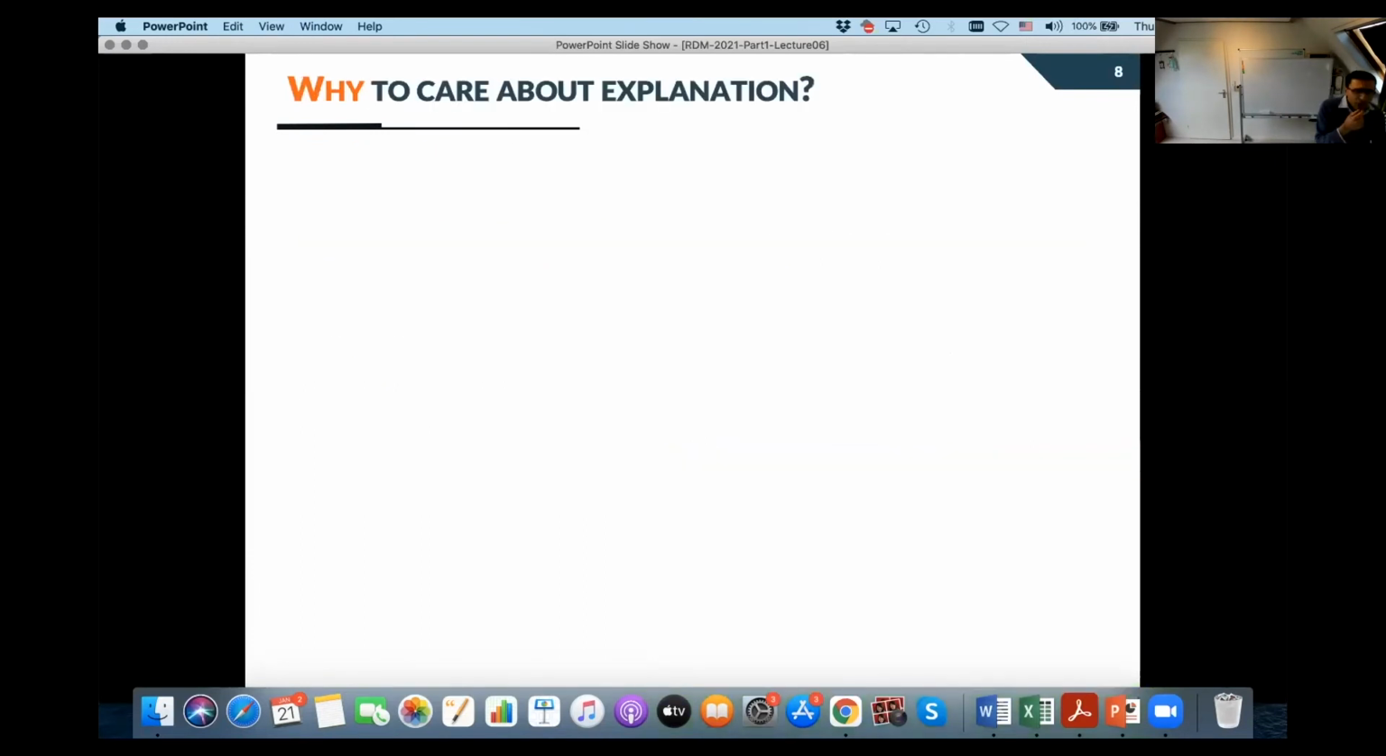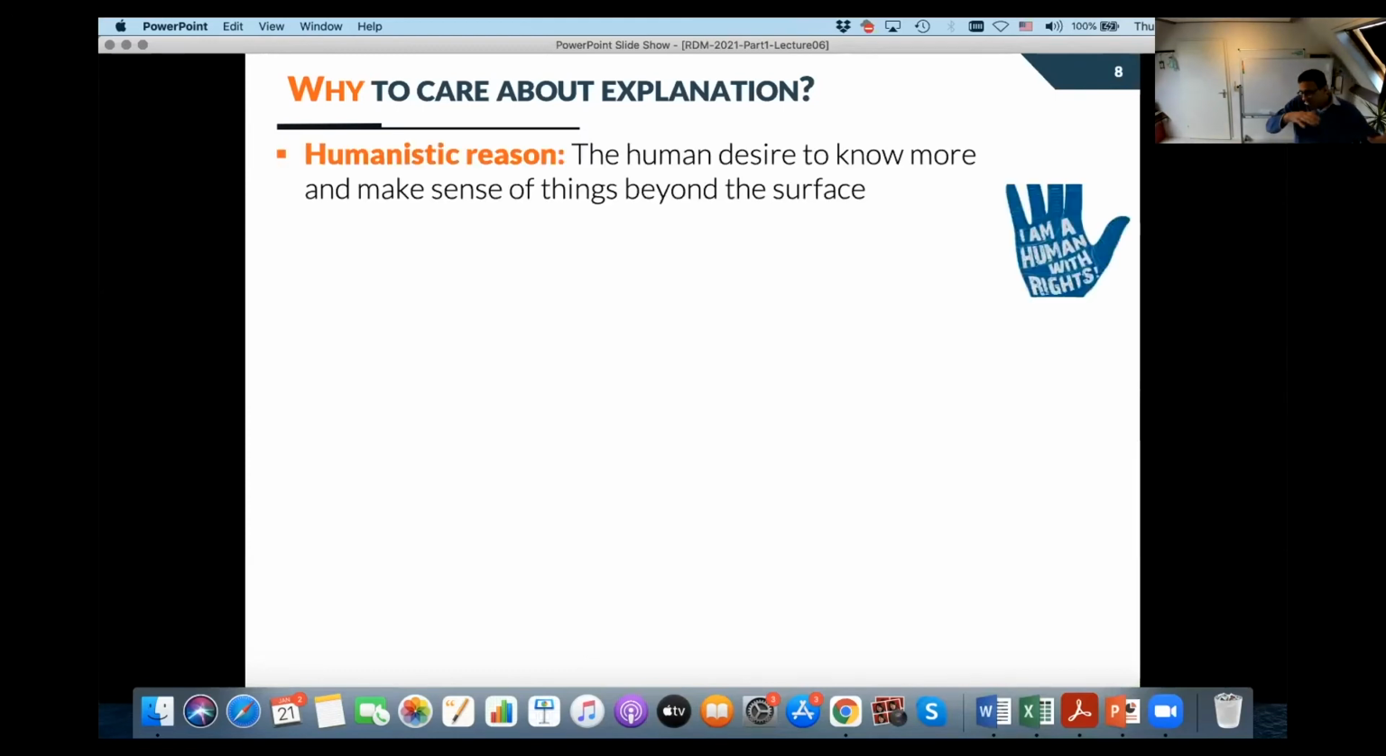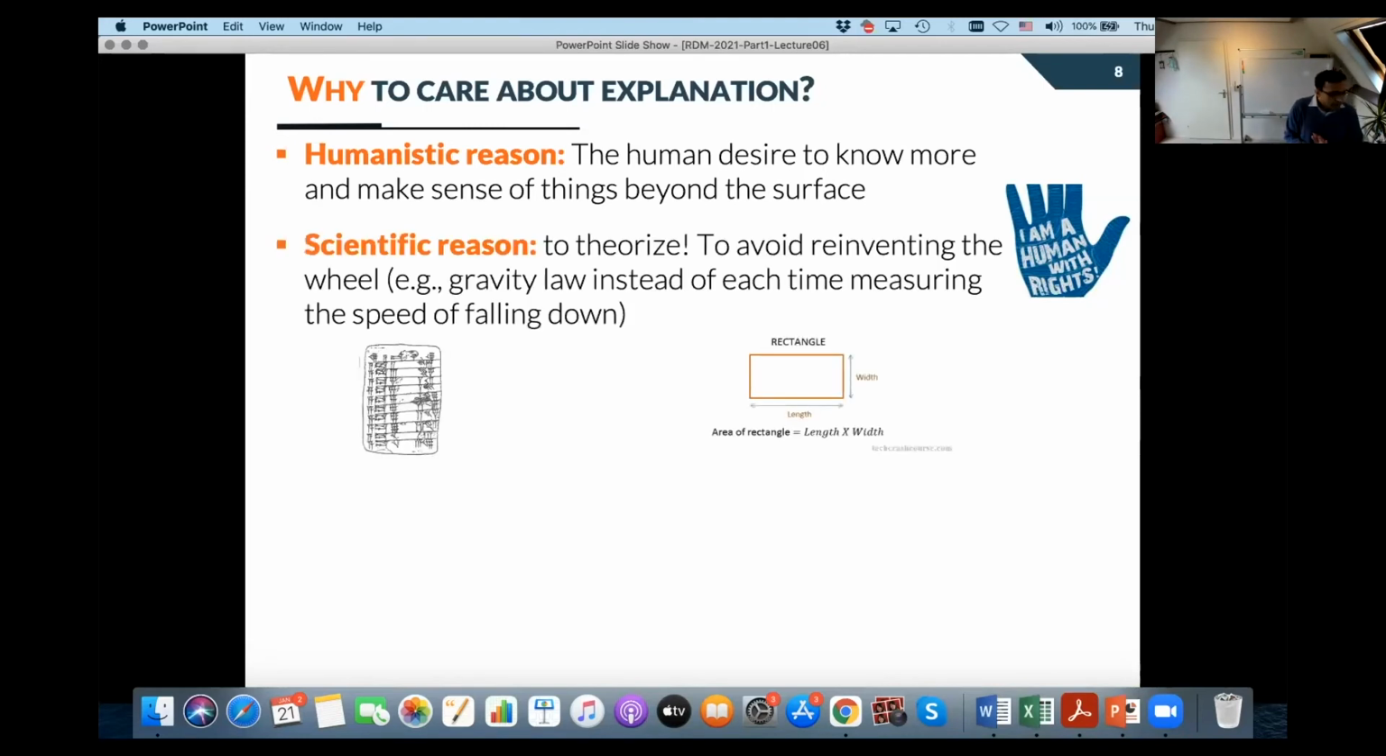So why should we care about explanation? There are multiple reasons. Historically, human beings are animals who want understanding, who want interpretation. There is a very interesting historical story in terms of the development of science. Theories and explanations are efficient ways of organizing and developing human knowledge. This is an interesting story.